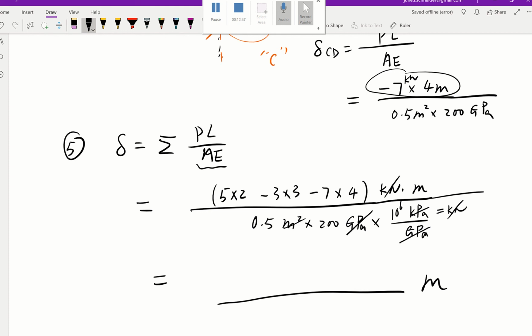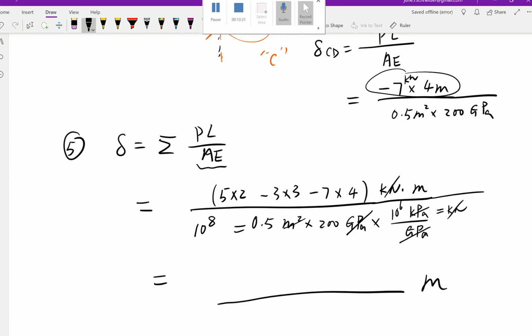So I have 10 minus 9, then minus 28, right? So I will have negative 19 on the top. Then divided by everything at the bottom. Let's put the bottom together. So that's 200 times 0.5, that gives 100. So it's basically 10 to the power of 8 on all of them.